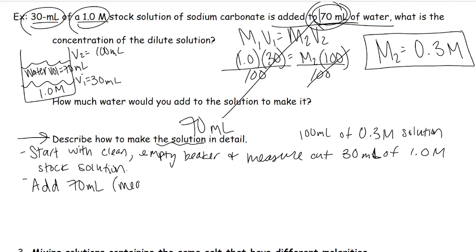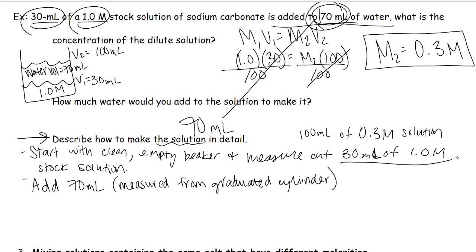So measured from graduated cylinder. Because the volume of your solution already contains your solute plus your solvent. If you're adding 70 milliliters of water, there's no solute to take into account, so you don't have to worry about measuring it in the same container. And then at the end, you're done. That's it. Then you would stir.